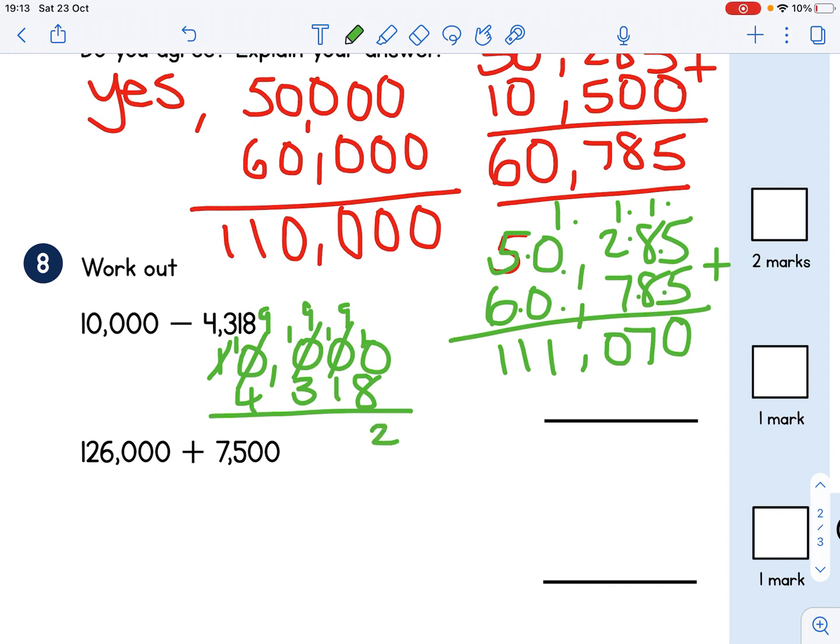Now I can work this out. 10 take away 8 is 2. 9 take away 1 is 8. 9 take away 3 is 6.